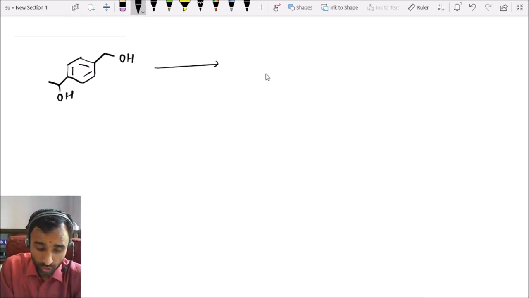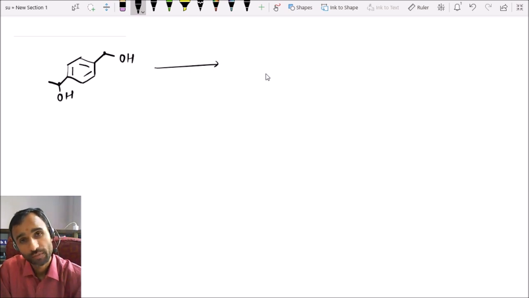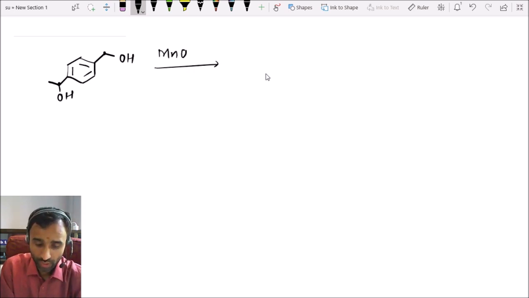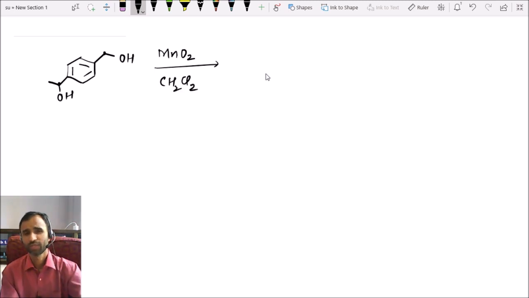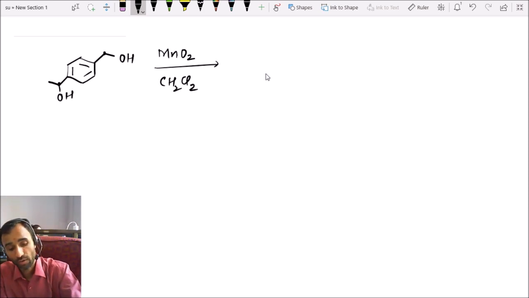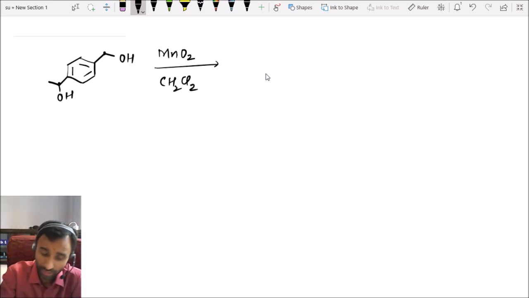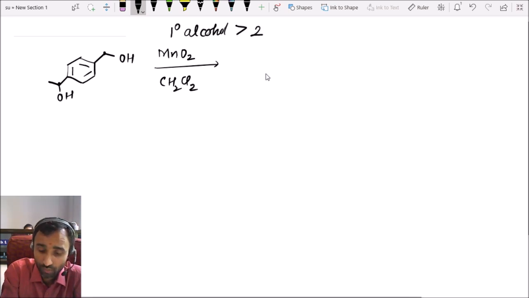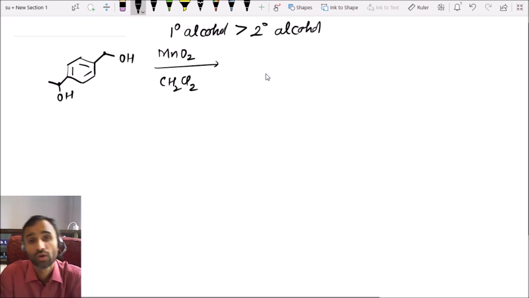See, both are benzylic alcohols. One is primary, other is secondary. Okay. In the presence of active MnO2, in the presence of methylene chloride or carbon tetrachloride or acetone, whatever you wish to write. Okay. Now this is a primary alcohol, primary benzylic, and one secondary benzylic. So which one will be oxidized? So keep in mind, primary alcohol is more reactive than secondary alcohol towards oxidation.